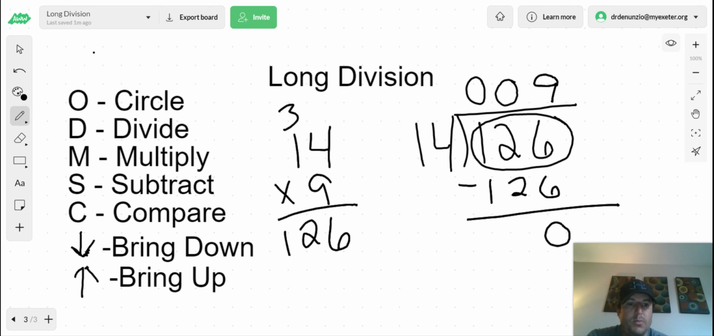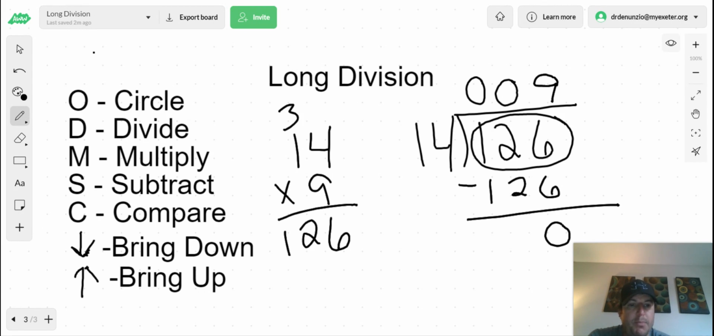So back to this, we're comparing, is 0 less than 14? Well, of course it is. Bring down. There are no other numbers to bring down. If we were using a larger number like 1,264, we would actually bring down that 4 and put it right here, and then basically start all over. But again, we're not doing that.